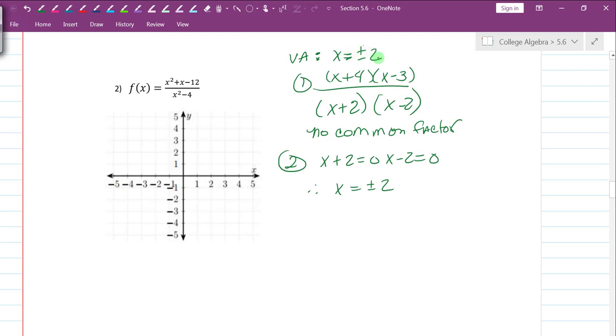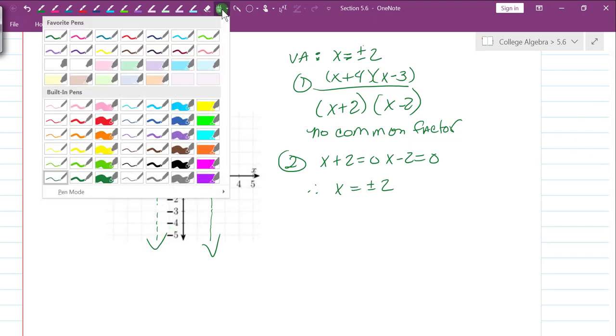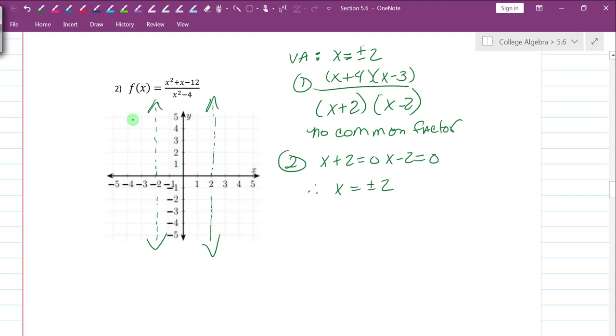So that means I have a vertical asymptote right here. That was a little bit sloppy. That's all supposed to be on a 2. Negative 2, like so, and like so. Now I'm going to look at my horizontal asymptotes. And I'm going to look at the degree of my numerator. My degree of my numerator is equal to 2. My degree of my denominator is equal to 2. So I have equal degrees. So when I have equal degrees, we come back up.